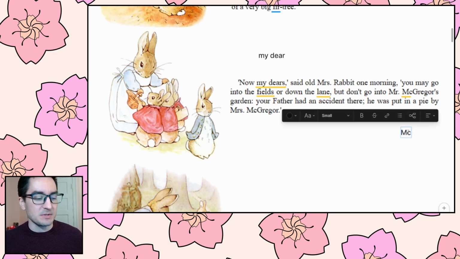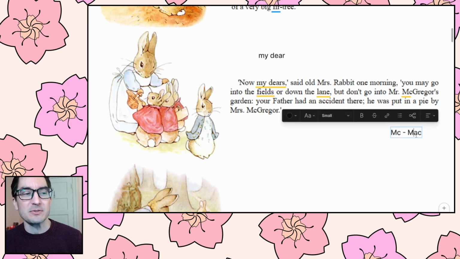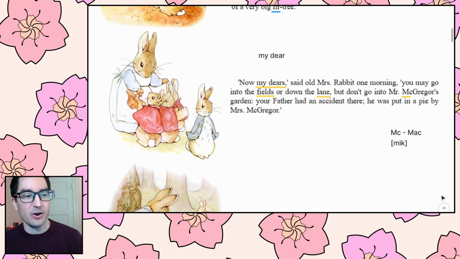So, and then sometimes they might be written with MAC. You don't need to say Mick or Mac. You can say it kind of quickly. So McGregor. The C and the G kind of go together. It's like Mick, kind of like M. It almost sounds like M-I-K if you say it quickly. So McGregor, Mr. McGregor's garden.